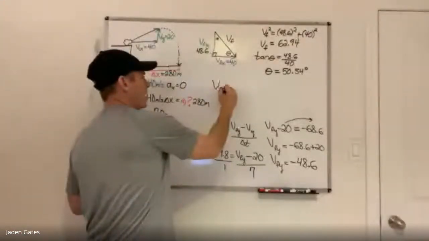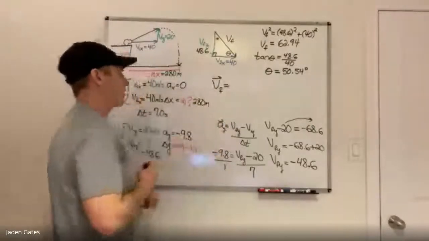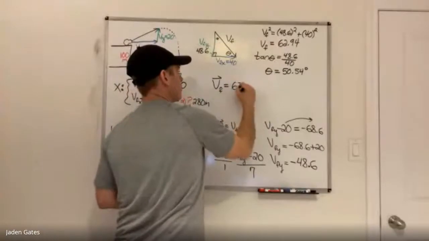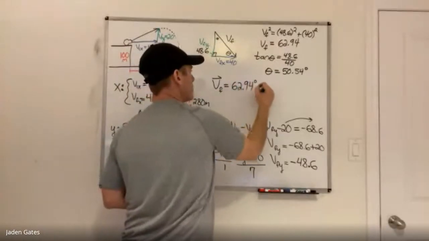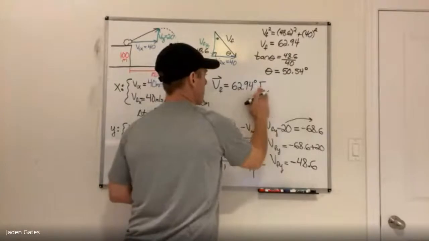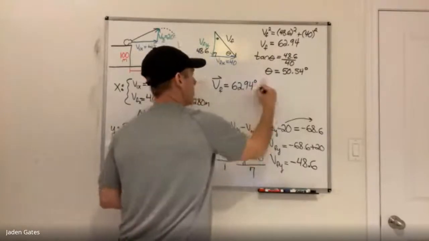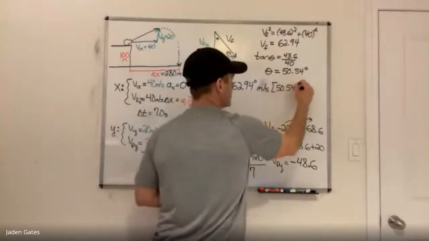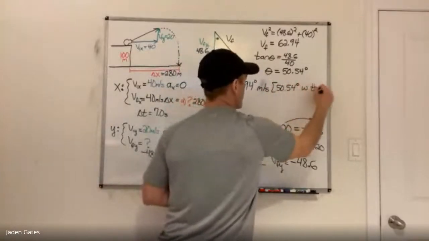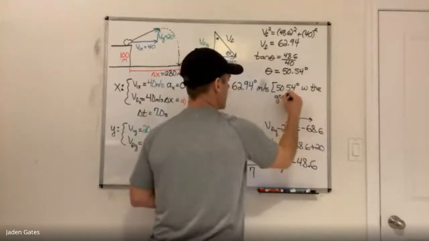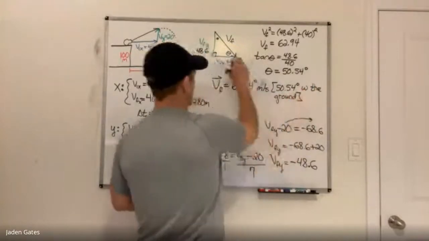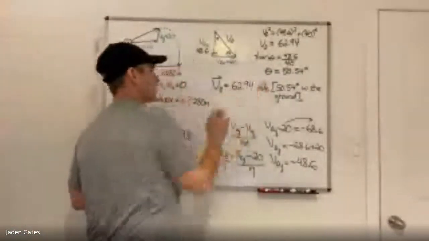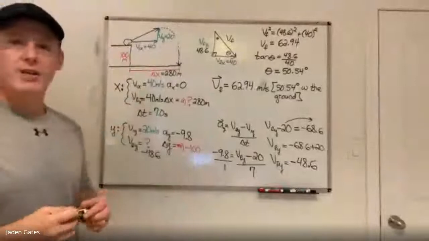And so now I can write down my VF, the final velocity, with a little arrow on it. The magnitude is 62.94, and I forgot my units, can't do that, meters per second. And my angle here is 50.54 degrees with the ground, or sometimes you'll see horizontal. There we go, and so that is our final velocity.